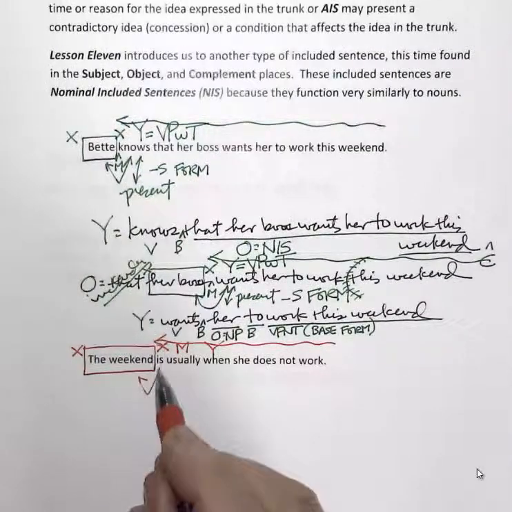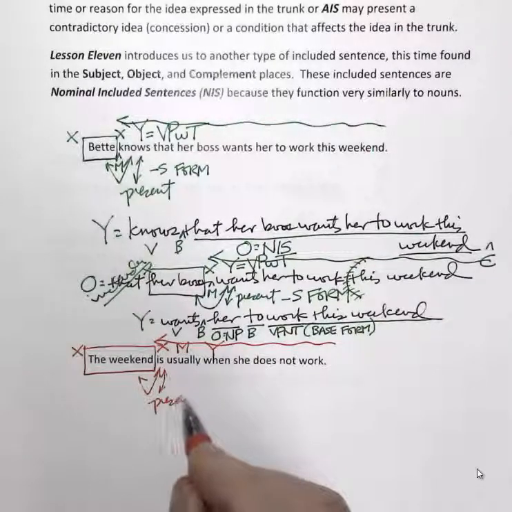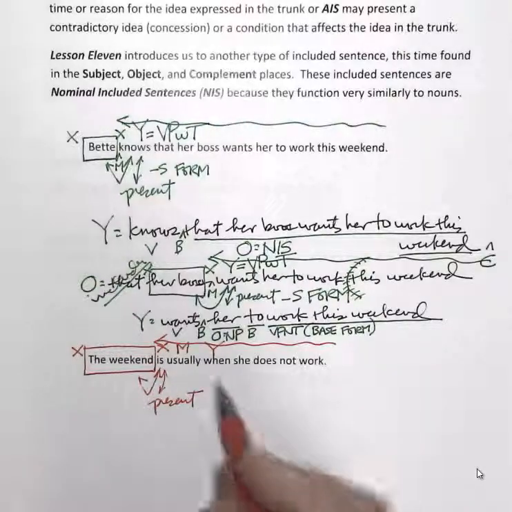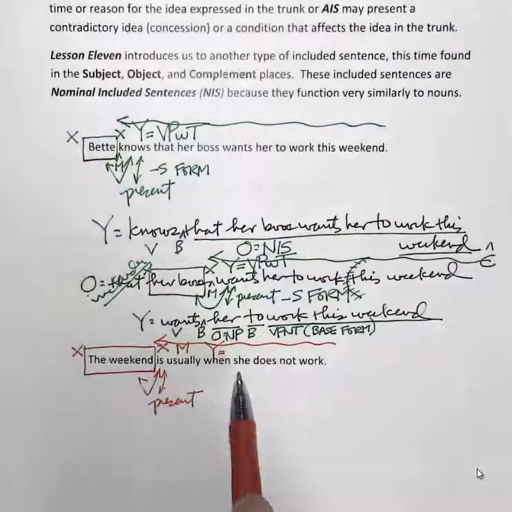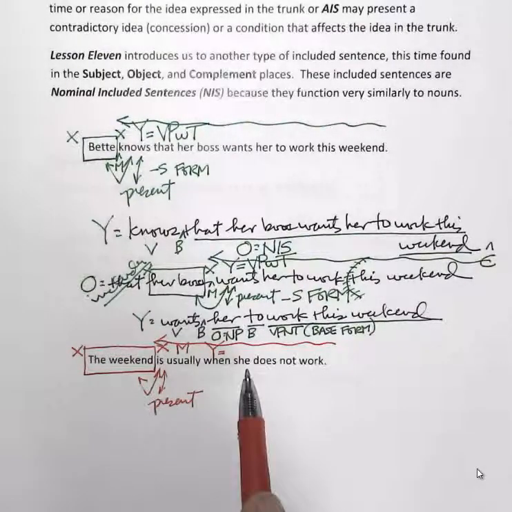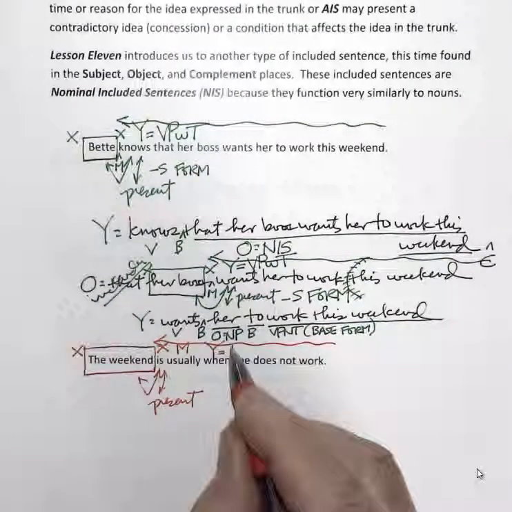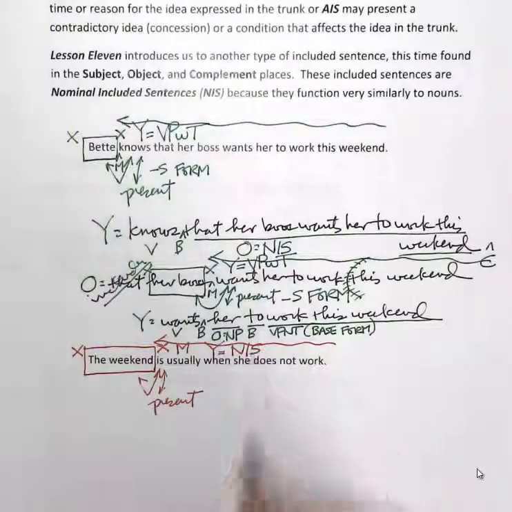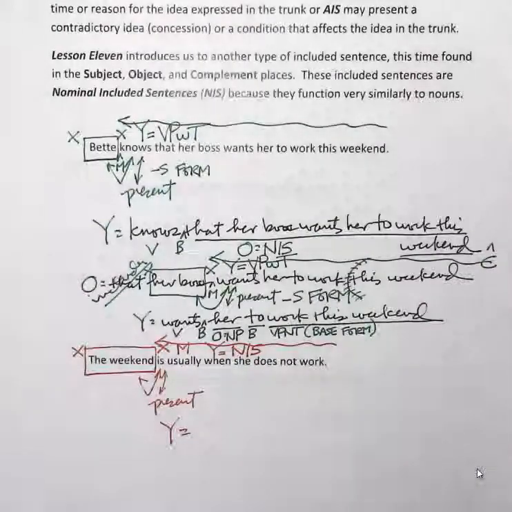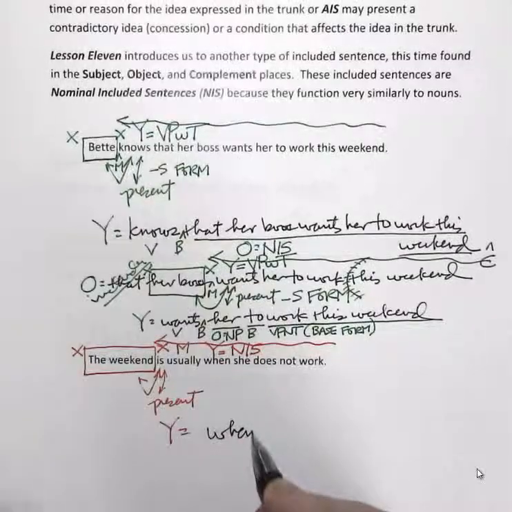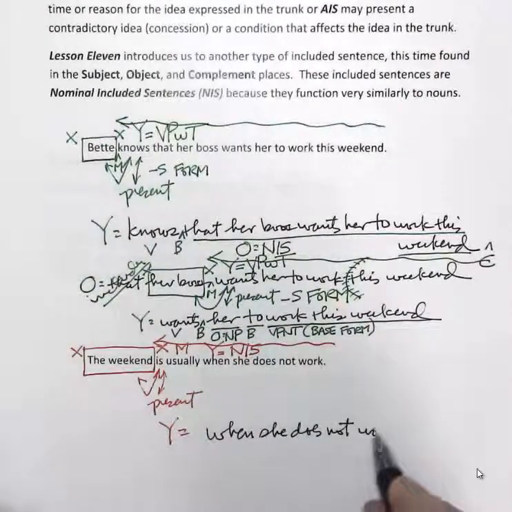Is ties with the subject. Is ties with the present. And when she does not work is the Y. And that to me, she does not work, it looks like a sentence, but it's headed with when. This is actually a nominal included sentence. Let's see what place it falls in. You can already guess. When she does not work.